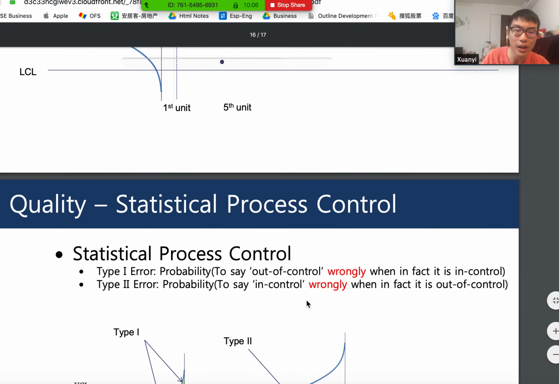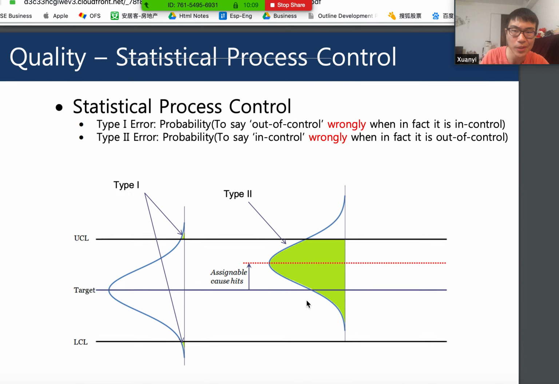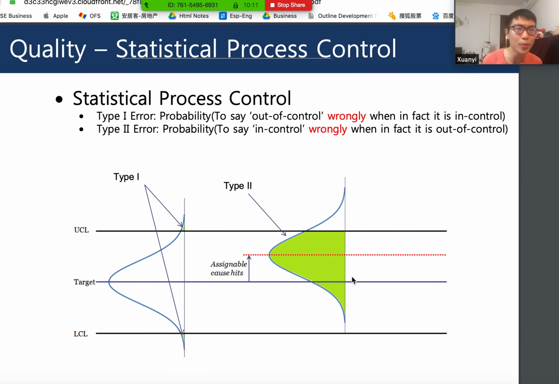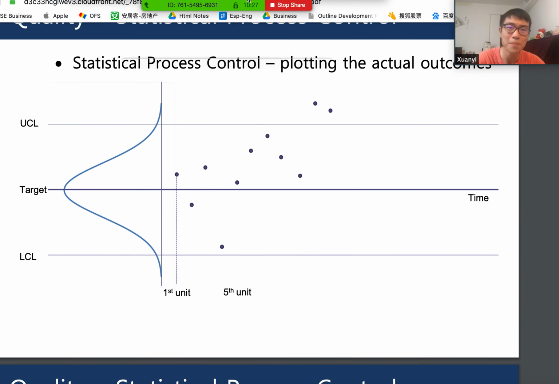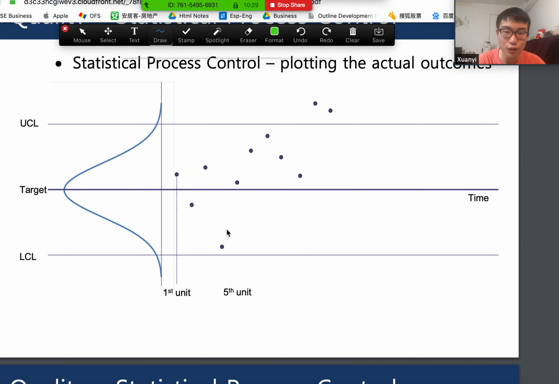We'll look at this more specifically a bit later. Now I'm going to introduce what type 1 and type 2 errors are. These are two errors that happen with your quality defects. The first error is when you say out of control wrongly, when it is in fact in control. In some circumstances like this, for this point right here, it really depends on the product. For some products it is possible. This point seems like an outlier, it seems more out of control, but for some companies, for some product types, it is actually within the tolerance level.